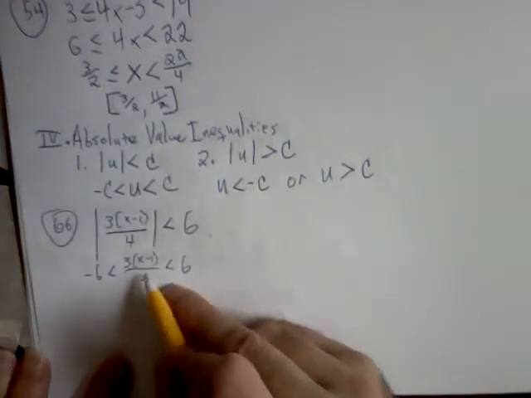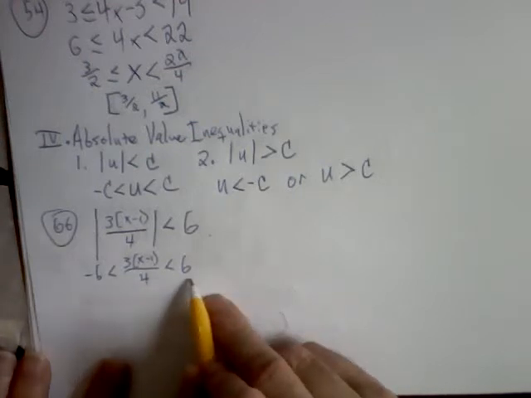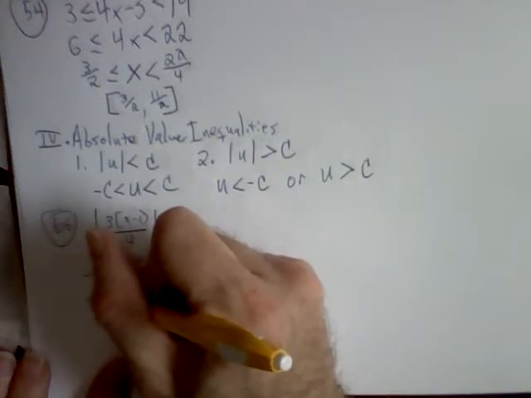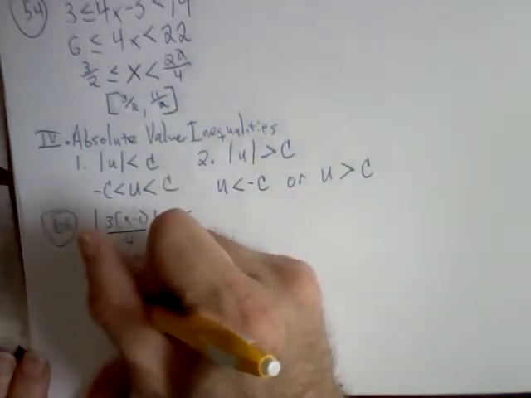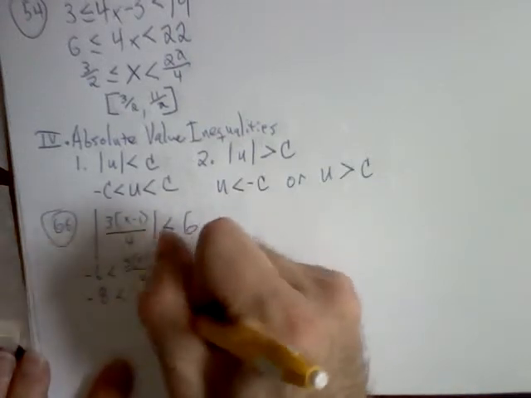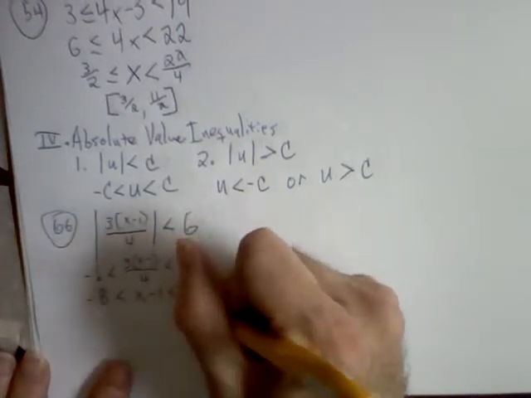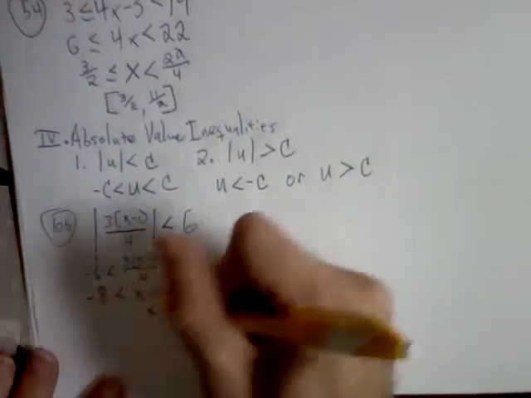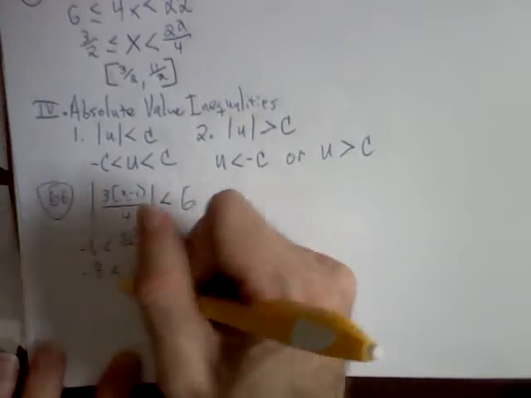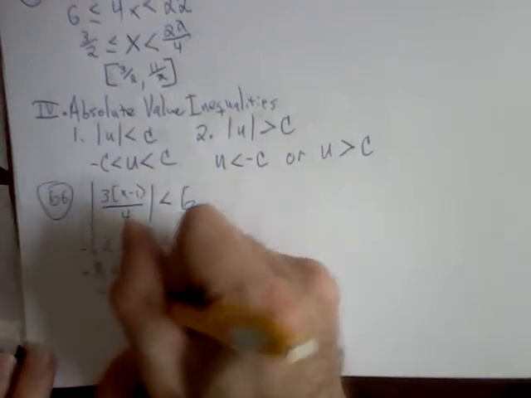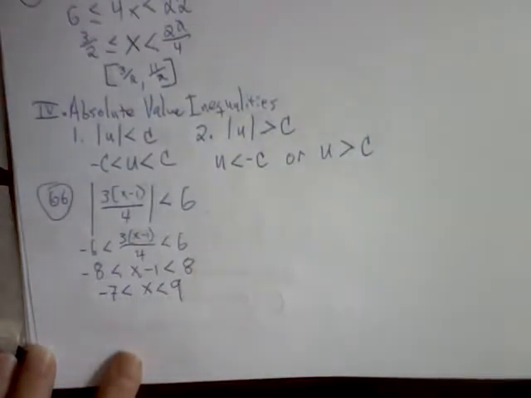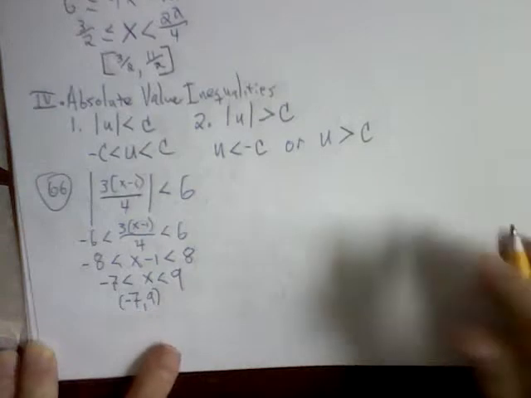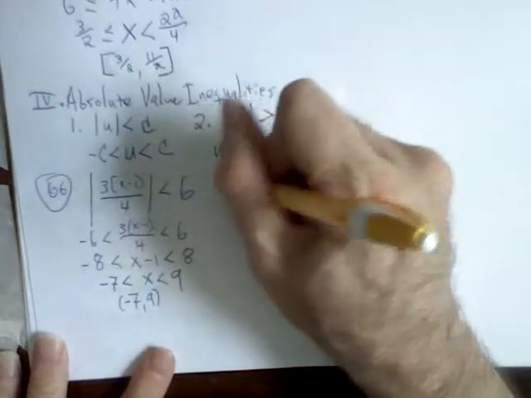I need to isolate x, so I'm going to multiply through all 3 sides by 4/3. Then I need to add 1 to all 3 sides. And then put my answer in interval notation, and I'm done. Let's try the other version now, 73.